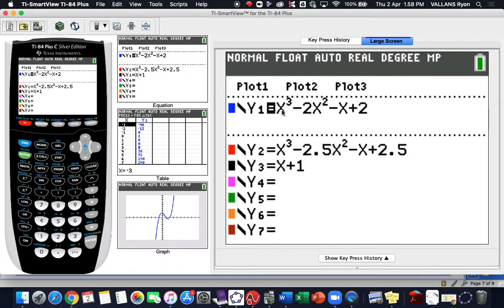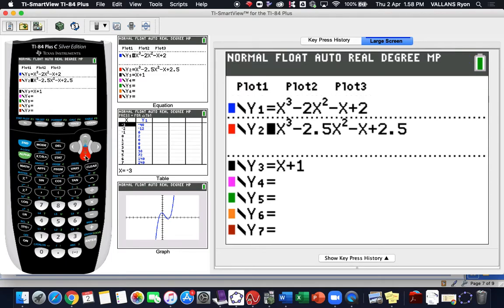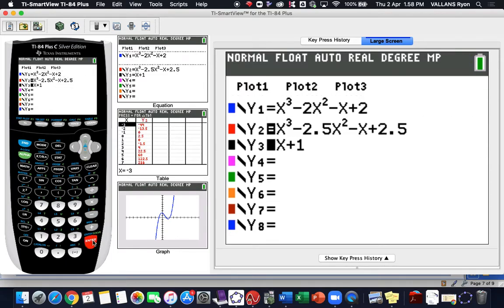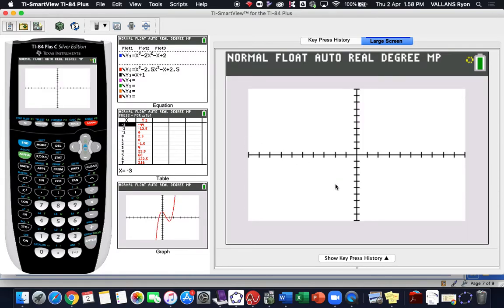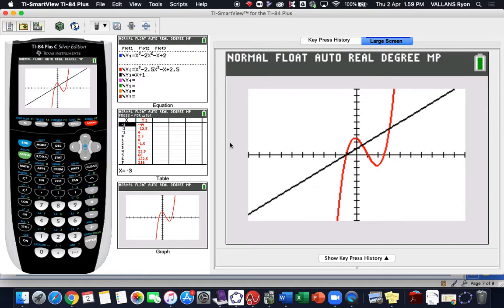First one, the 84. Y equals, I've already put them in here. Little side note: if you go on the equal signs and hit enter, if it's highlighted, it graphs. If it's not highlighted, it doesn't graph. So there are those two graphs on that one. Go to the graph here. There's one graph. There's the other graph. Once again, the nice thing about this, second trace.